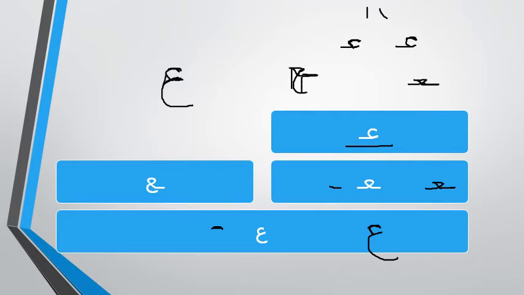So these are the ways how we draw the letter A, guys, at the beginning, middle, and at the end. This is a small exercise. Now let's fill in the blanks with the suitable form of letter A. As we said, we have four forms of letter A.